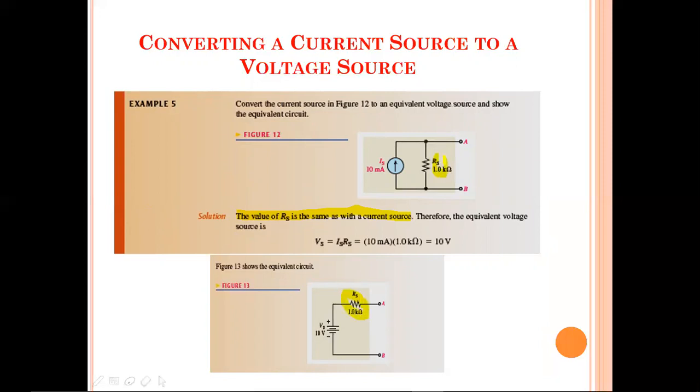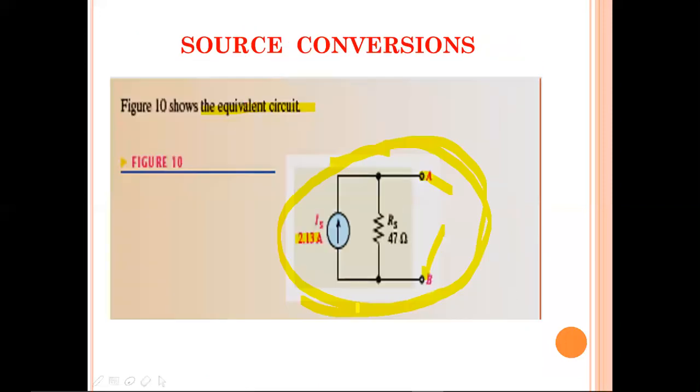But here this resistance is the internal resistance, which is in series with the voltage. So for finding Vs, multiply Is and Rs, meaning source current and source resistance, or internal resistance: 10 milliamps into 1 kilo ohm. Then you will get 10 volts. So you should substitute the 10 volts in your equivalent circuit over here, in series with your resistance, that is 1 kilo ohm, right? Did you observe, is it clear?